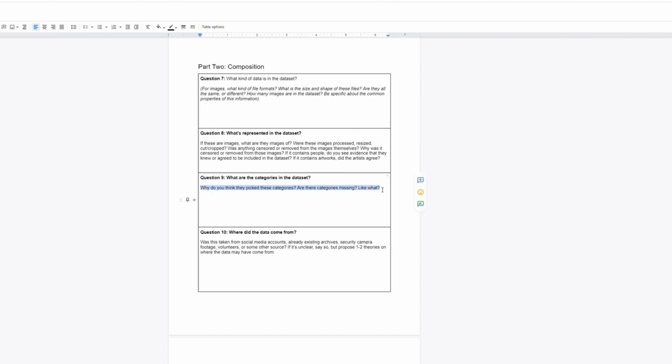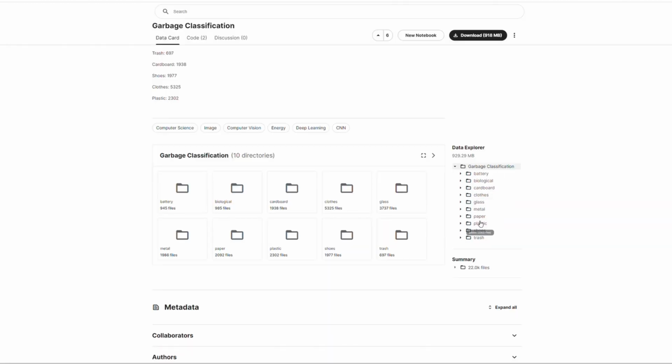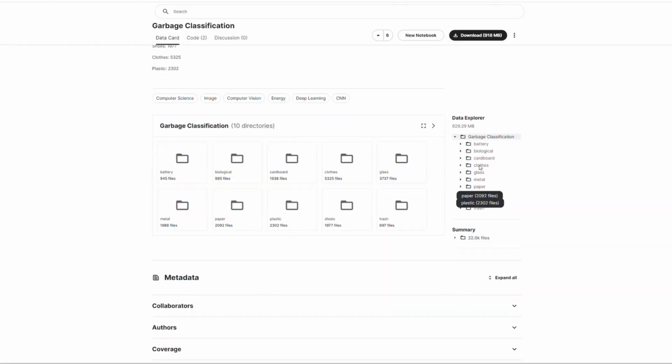Why do you think they picked these categories? Are there categories missing? So we got distracted. Well, they probably wanted to pick these for recycling purposes. These are probably recycling categories that are used for garbage sorting somewhere. Maybe not everywhere, but somewhere.